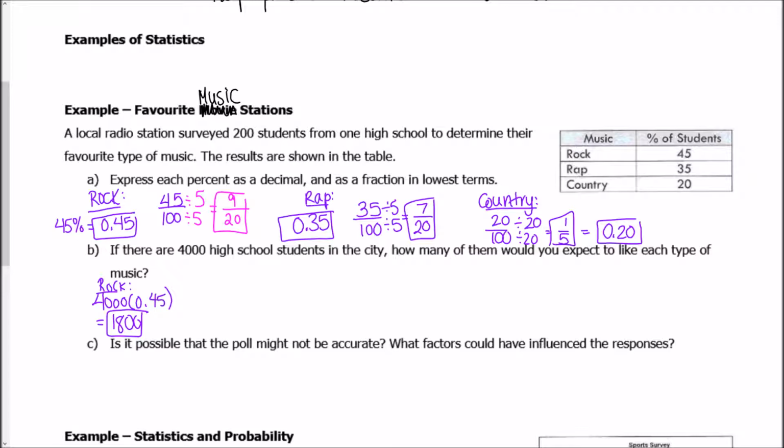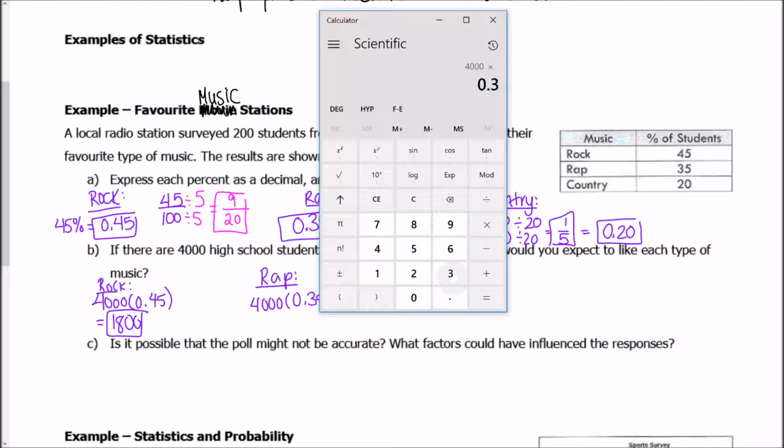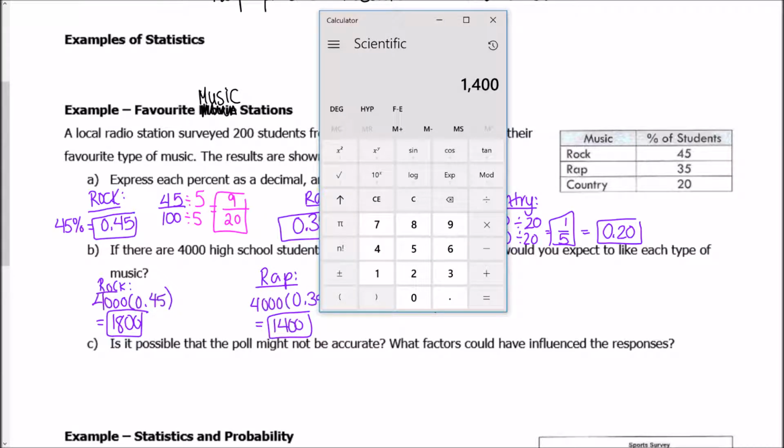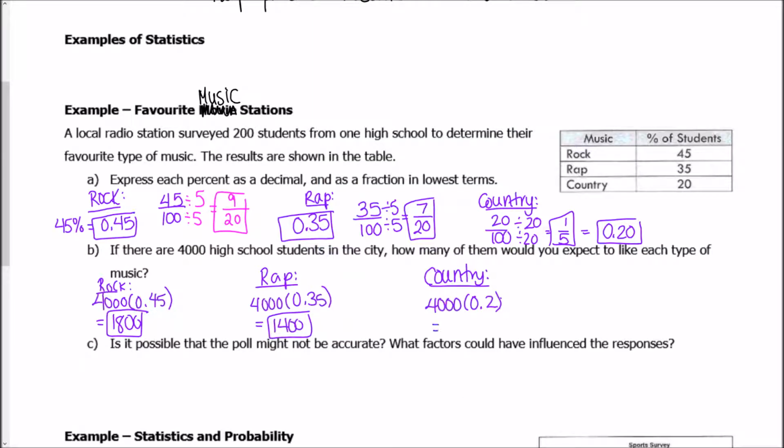Okay, now let's do the same thing for rap. So for rap, we're going to take 4,000 and multiply that by 0.35. So we'll figure out what that answer is when we multiply it, and we end up getting 1,400. So 1,400 people like rap. Okay, and then lastly, we have country, right? And for country, we know it's 4,000 times 0.2, or 0.20. So when I multiply that, 4,000 times 0.2, I end up getting 800. So 800 people like country.